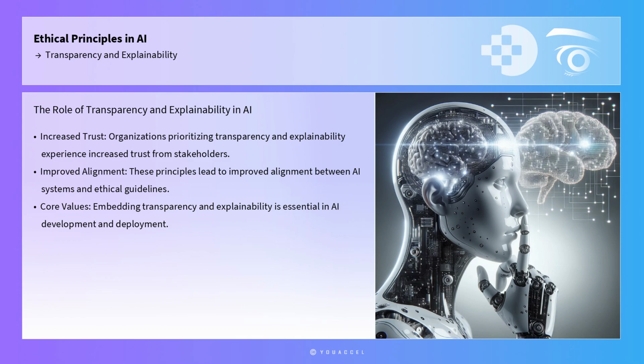To illustrate the effectiveness of transparency and explainability in real-world applications, a study conducted by the Partnership on AI demonstrated that organizations that prioritize these principles experience increased trust from stakeholders and improved alignment between AI systems and ethical guidelines. This underscores the importance of embedding transparency and explainability into the core values of AI development and deployment.